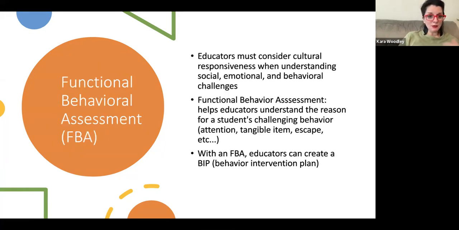And so looking here again, functional behavior assessment, the FBA, educators must consider cultural responsiveness when understanding social, emotional, and behavioral challenges. I talked a lot about that today, that cultural responsiveness, all of those pieces, intersectionality. Also, I've talked about trauma and mental health needs and antecedents and setting events. We know that functional behavior assessment helps educators understand the reason for a student's challenging behavior. So when we're considering all those things, antecedents, setting events, trauma, mental health needs, identities, maybe there's some intersectionality needs that need to be addressed to help a student to feel positive about their identities. We know that with an FBA, an educator can create a behavior intervention plan that has those positive behavior supports, that we're replacing a behavior.